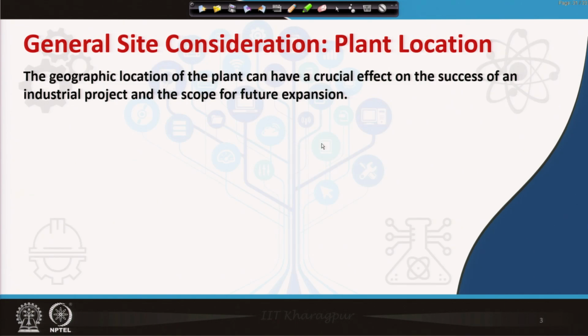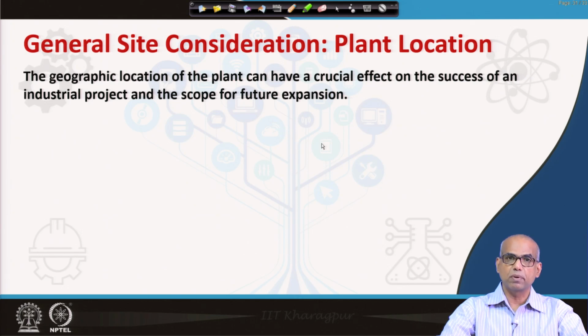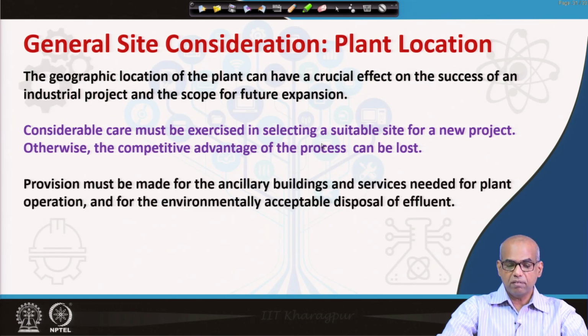The geographic location of the plant can have a crucial effect on the success of an industrial project and the scope for future expansion. Considerable care must be exercised in selecting a suitable site for a new project. Otherwise, the competitive advantage of the process can be lost. Provision must be made for the ancillary buildings and services needed for the plant operation and for the environmentally acceptable disposal of effluent.